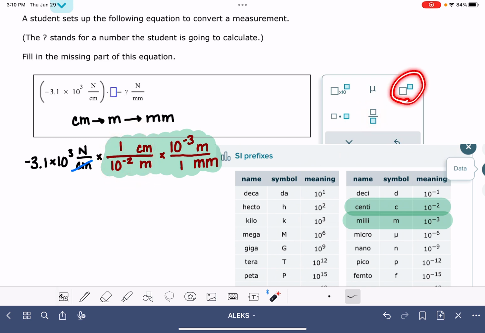Here's how you're going to enter in the 10 to the minus 2. Don't forget to include the units. That's an absolutely essential part of your answer. All of this is just going to be fit into that box right there.